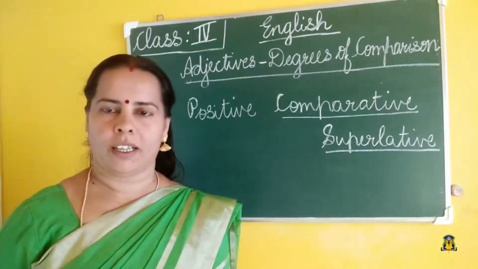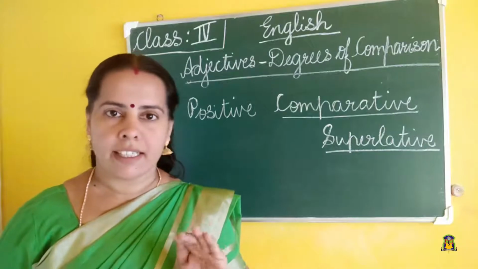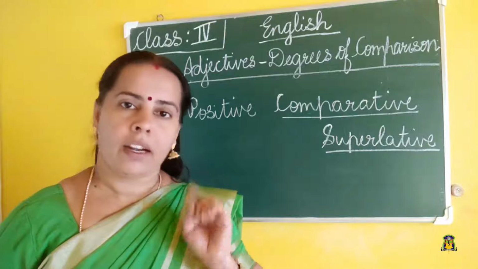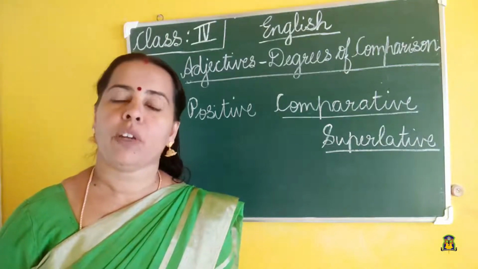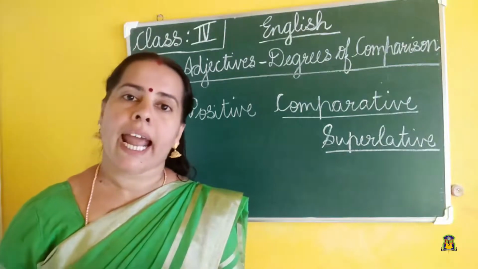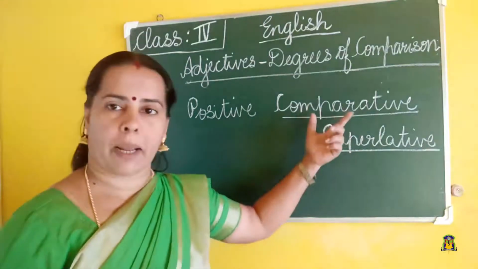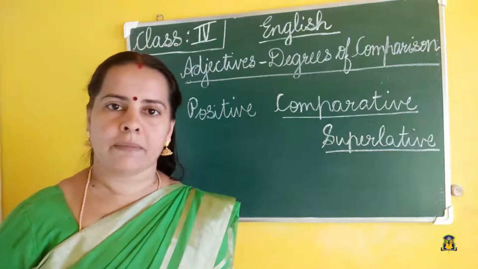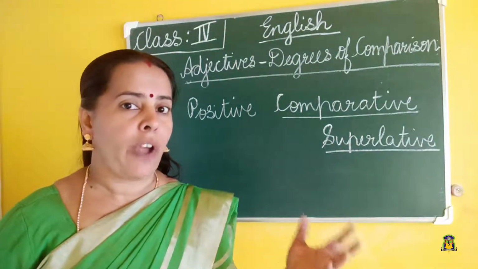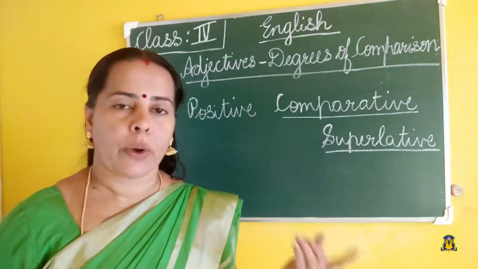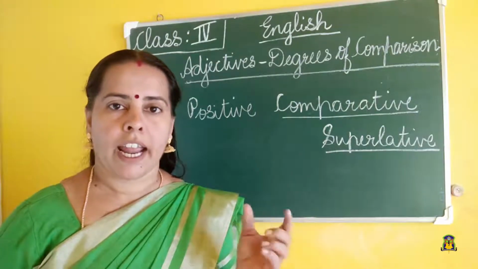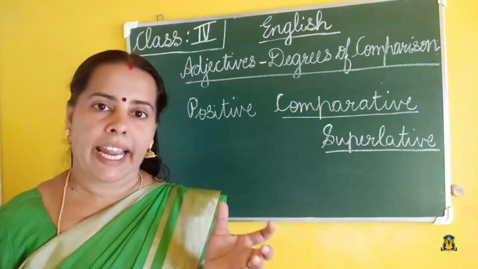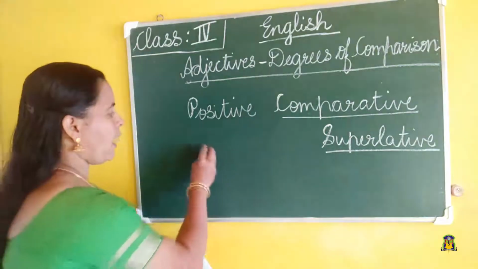The fourth rule is, if the adjective ends in a consonant and before the consonant there is one vowel, then we will double the consonant and then add ER for comparative degree and EST for superlative degree. Okay, example, fat, hot, red, all these words. F-A-T, fat. T is a consonant, A is a vowel. Okay, fat.